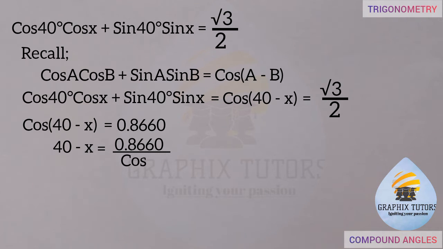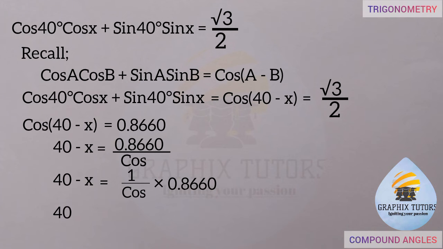Another way of writing this is 40 − x = 1 over cos multiplied by 0.8660. Recall, when you have 1 over any variable or any value, it gives you the value raised to power minus 1. That is the inverse. So if I do that, I will now be left with 40 − x = cos⁻¹, that is, we call it cos inverse, of 0.8660. So this is what we have here.